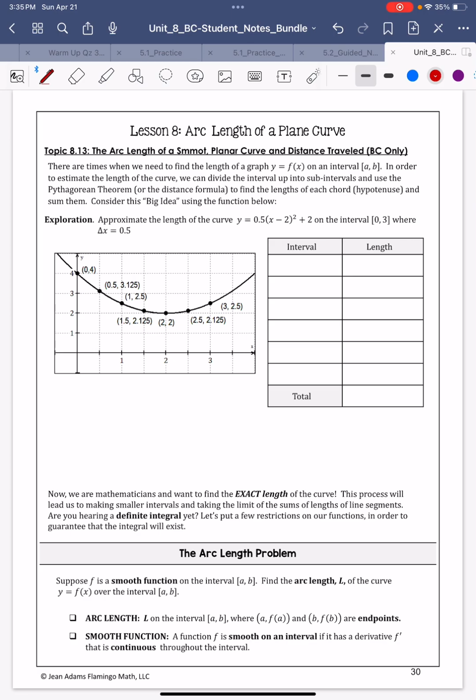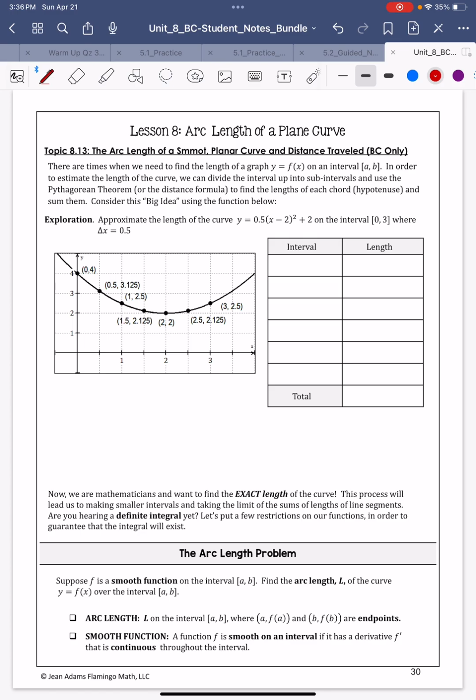Lesson 8, arc length of a plane curve. There are times when we need to find the length of a graph y equals f of x on an interval from a to b. In order to estimate the length of the curve, we can divide the interval up into subintervals and use the Pythagorean theorem or the distance theorem to find the lengths of each chord, which is the hypotenuse, and then sum all of those hypotenuses up.